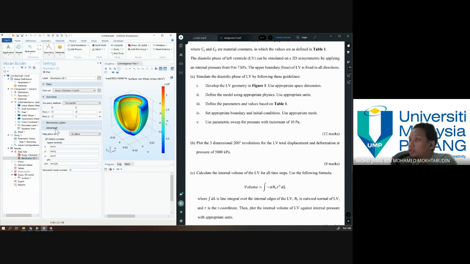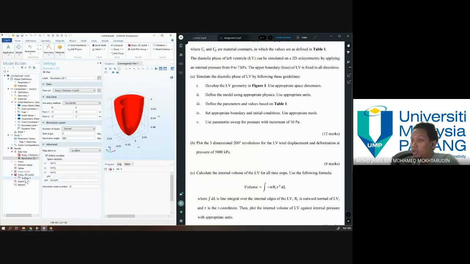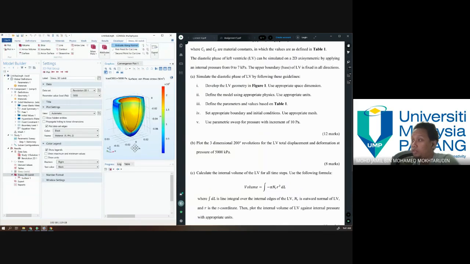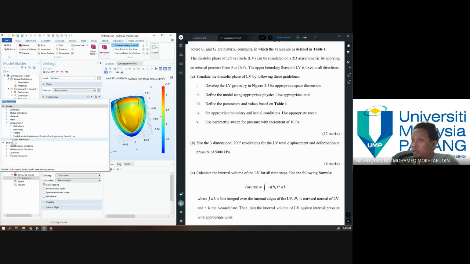And then here at revolution layer, we start at 0 until 200. And then go back here and plot. Okay, so this is your plot. And then this is the von Mises stress. So we don't want von Mises, we want the displacement. So go here and change to displacement.